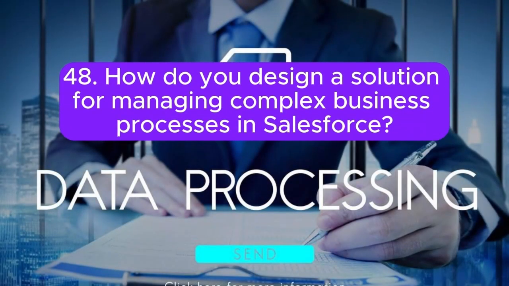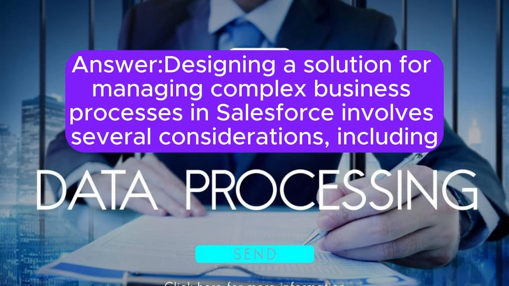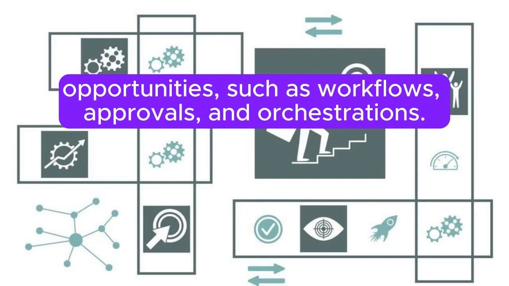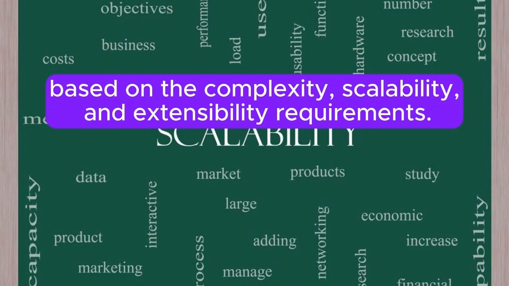48. How do you design a solution for managing complex business processes in Salesforce? Answer. Designing a solution for managing complex business processes in Salesforce involves several considerations, including A. Analyzing business requirements and identifying process automation opportunities, such as workflows, approvals, and orchestrations. B. Selecting the appropriate automation tools, for example, Process Builder, Flow, Apex, based on the complexity, scalability, and extensibility requirements.